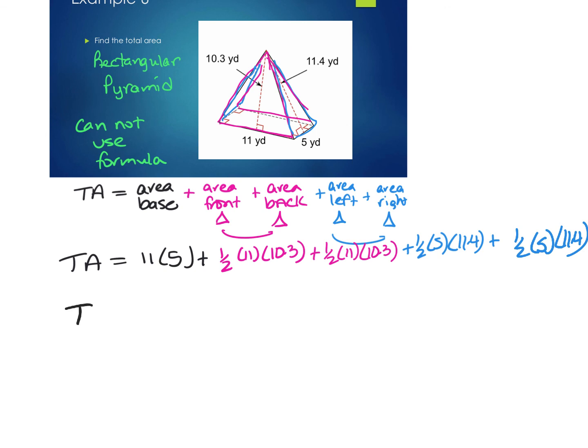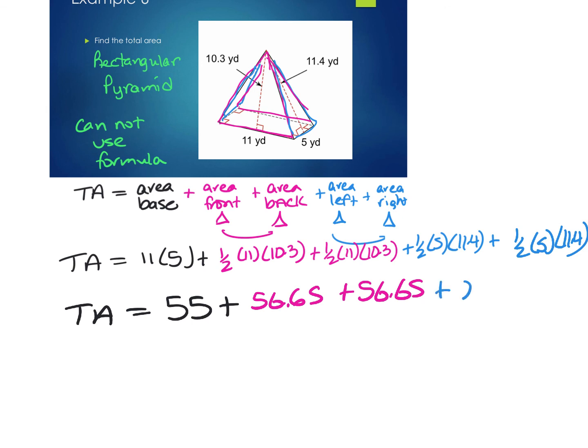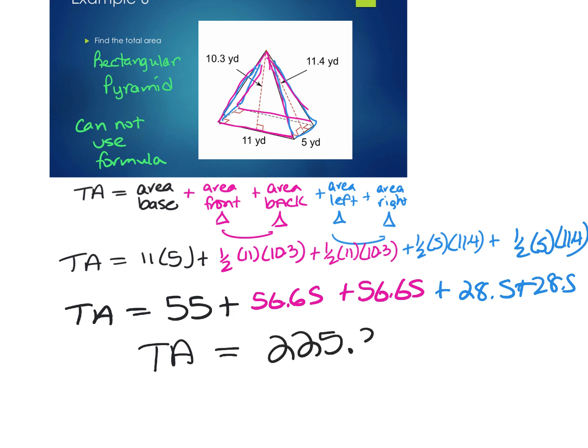I'll go ahead and multiply all of this. Gives you 55. The front and the back is going to give me 56.65. And then the left and the right, 28.5. I'm going to add up all these numbers. And the total area for this rectangular pyramid is 225.3 yards squared. And that is it for this little supplement on surface area.